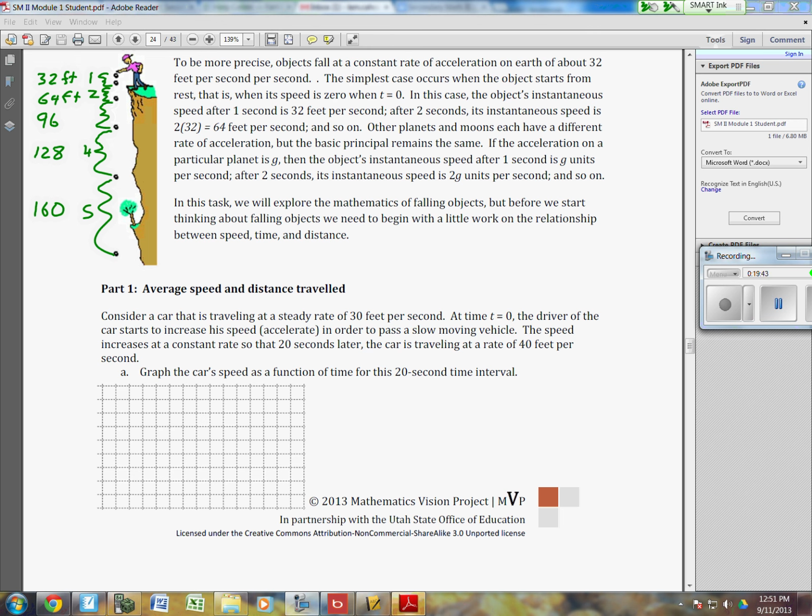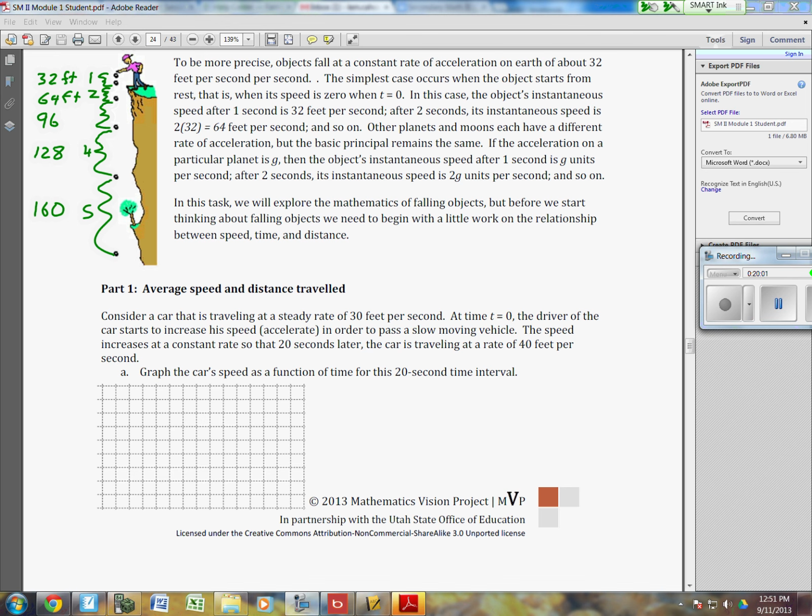it asks us to consider a car that is traveling at a steady rate of 30 feet per second. At time t equals 0, the driver of the car starts to increase his speed, or in other words, he starts to accelerate in order to pass a slow-moving vehicle. The speed increases at a constant rate so that 20 seconds later, the car is traveling at a rate of 40 feet per second.